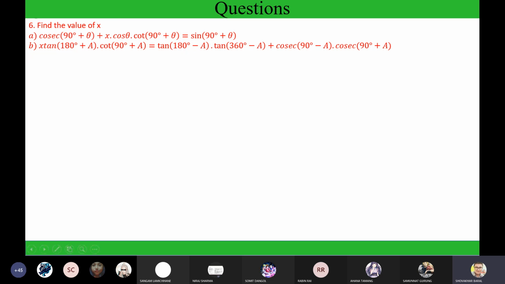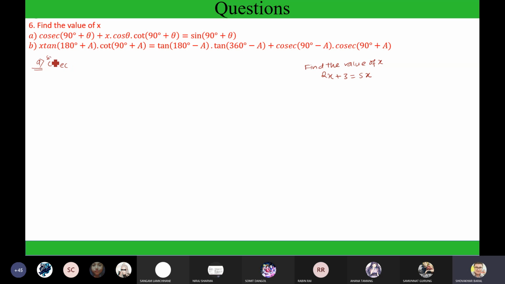So find the value of x. We have to simplify it and we'll get the value of x. Let me solve question number A for you. You can do B yourself. What you have to do here is, it's something like if you have the equation 2x plus 3 is equal to 5x, find the value of x. It's something like this. Though few trigonometric ratios are here, that makes things complex here. So let me try to discuss this question here.